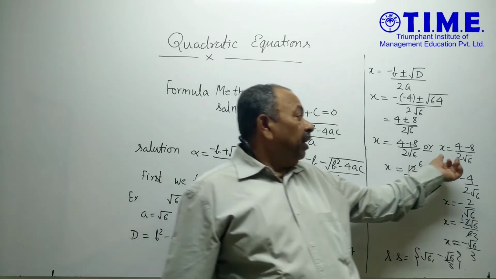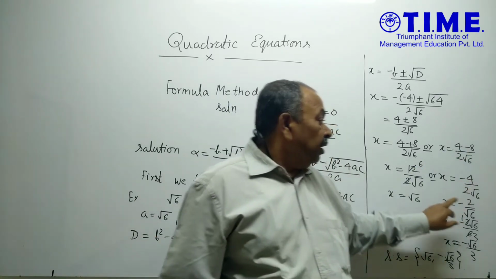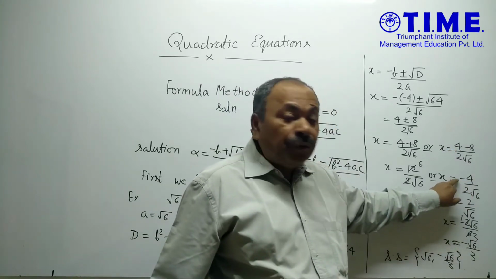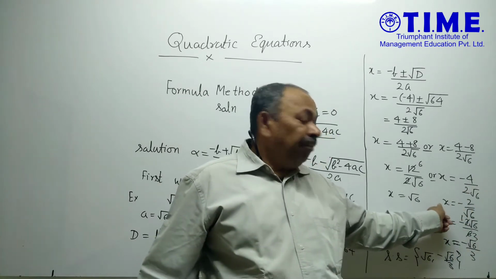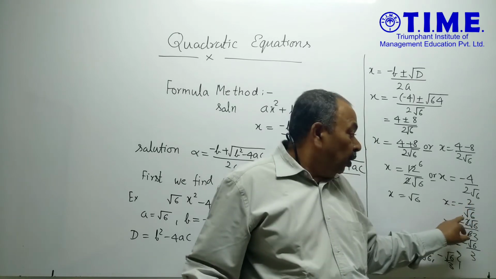While the second part is x is equal to 4 minus 8 upon 2 root 6. What is the value of 4 minus 8? We get minus 4, that is minus 4 upon 2 root 6. So on further simplification, what are we getting? X is minus 2 upon root 6.